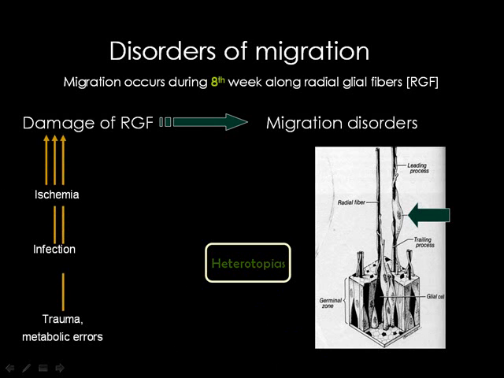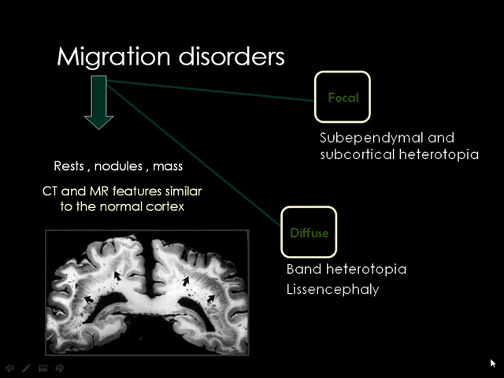And the same lesions suspected, trauma, infection, ischemia, metabolic, genetic, chromosomal abnormalities, can result in damage of the radial glial fibers, where the neurons migrate. Then you get migrational disorders, which are represented by the heterotopia. Then the heterotopia has two main types: the focal type and the diffuse type. In the diffuse type, you get this appearance.